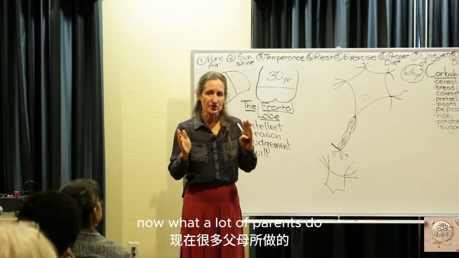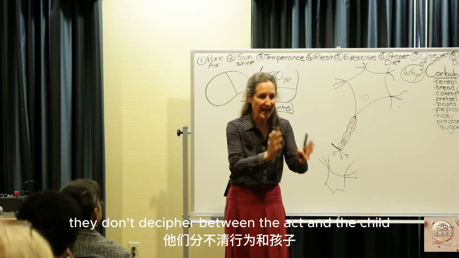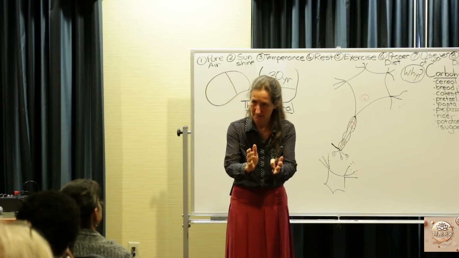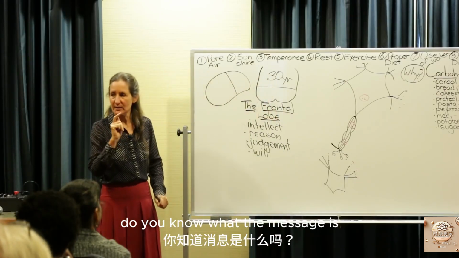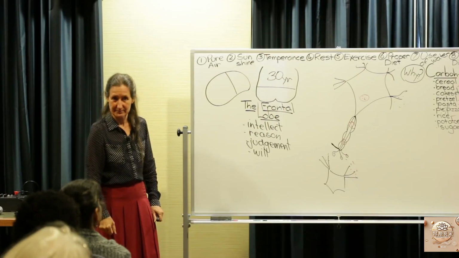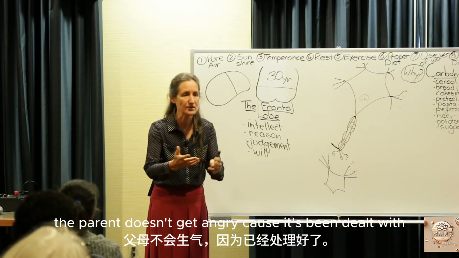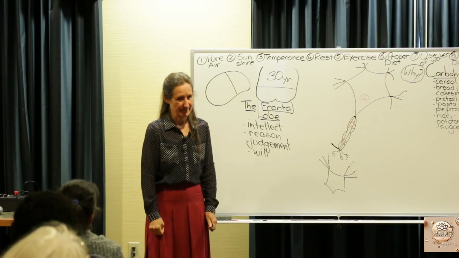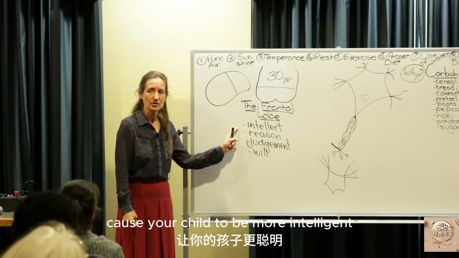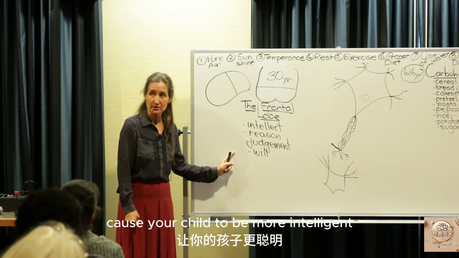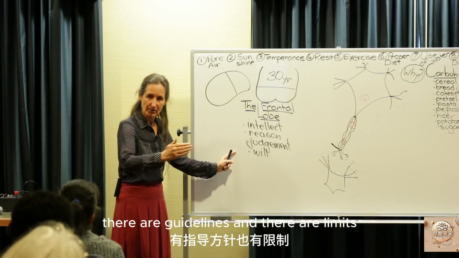Now, what a lot of parents do, they don't decipher between the act and the child. And when you get angry at a child, do you know what the message is? I don't like you. And if you nip it in the bud, the parent doesn't get angry because it's been dealt with. And so you can actually cause your child to be more intelligent by having limits. There are guidelines and there are limits.